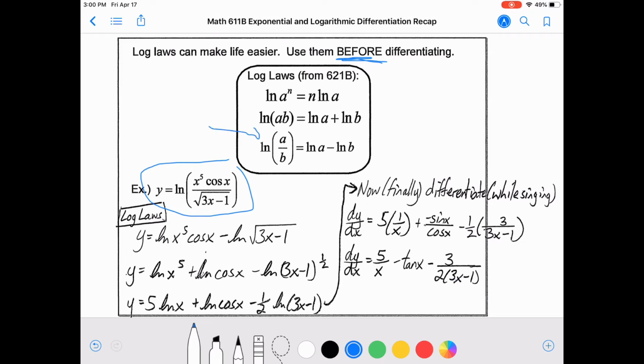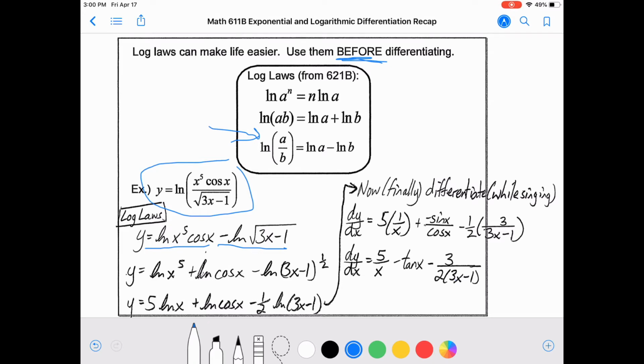It looks like this log law, the third one that's written here. So I'm going to split it into ln of x to the 5 cos x minus ln of the square root of 3x minus 1. There I use that first log law.